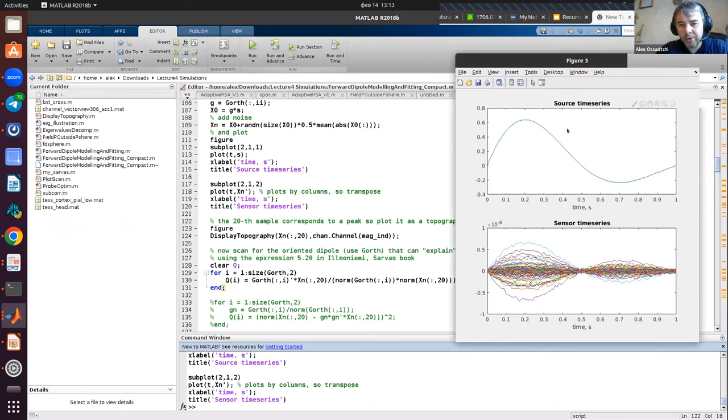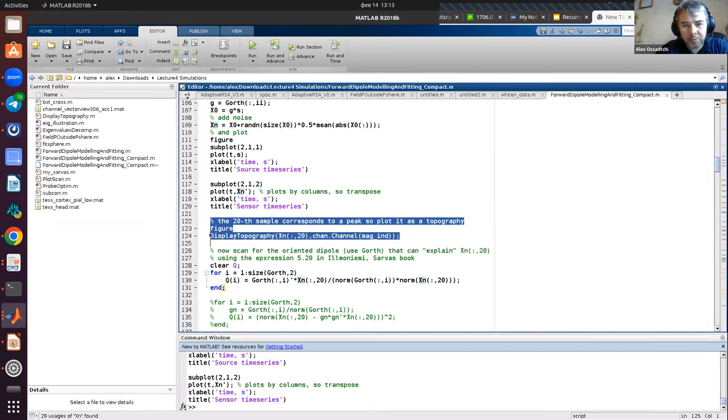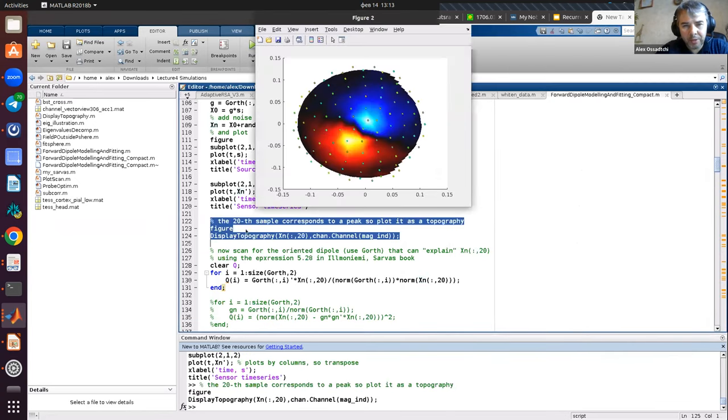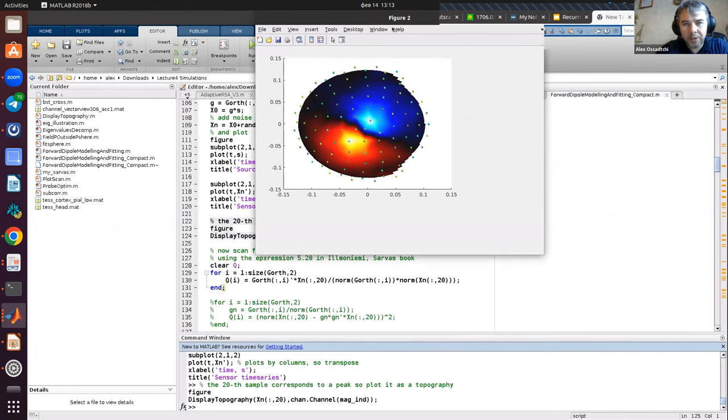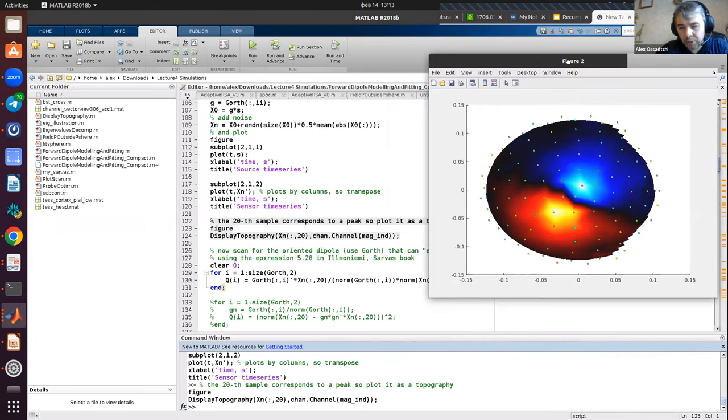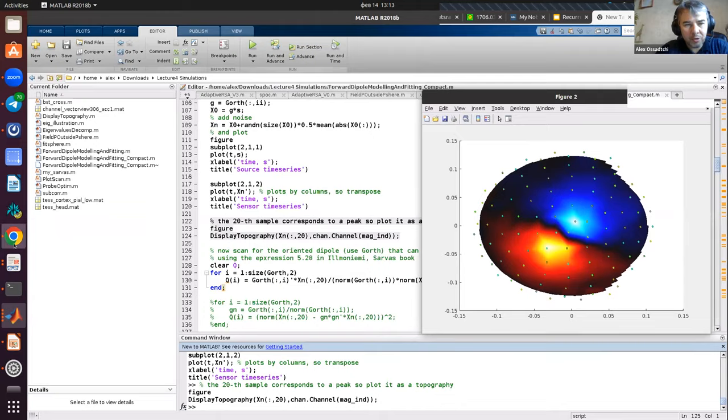This picture is a little bit more correct, right? It has time on the x-axis, in seconds, and we will work with this main slice here, which is the 20th slice. We will first display its topography.